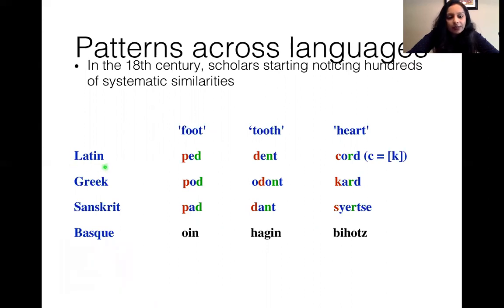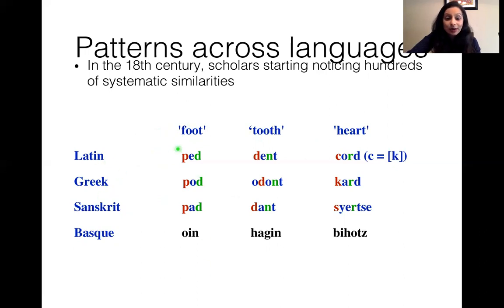so we have these languages. That's Latin, Greek, Sanskrit, and Basque. And I have the word for foot, tooth, and heart in all these languages. And I want you to notice something similar. I've color coded this for you, but I want you to go down this way for all these languages.